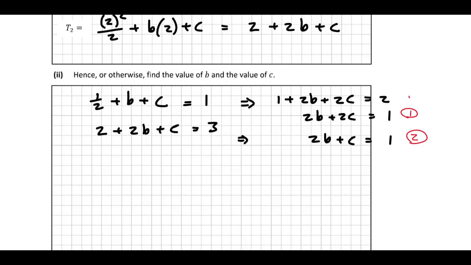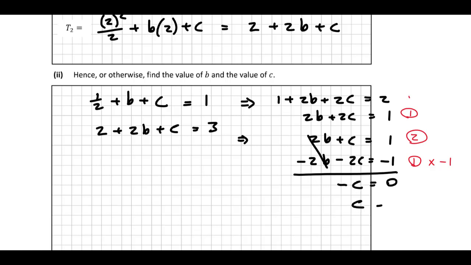Now if you have a look at those two, what I'm going to do is take the first equation, this one here, and I'm going to multiply it by minus 1. So I'm going to take equation 1 and multiply it by minus 1. If I do that, I'll get minus 2b minus 2c is equal to minus 1. That will give me this. If I add these two equations now, 0 here, I'll get minus c here, and I'll get 0 here. So that will give me c is equal to 0.